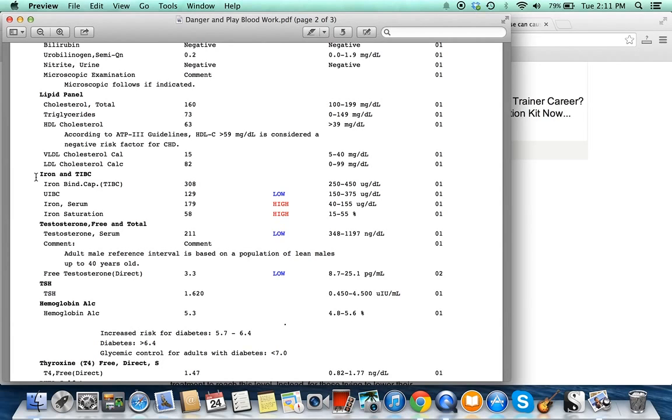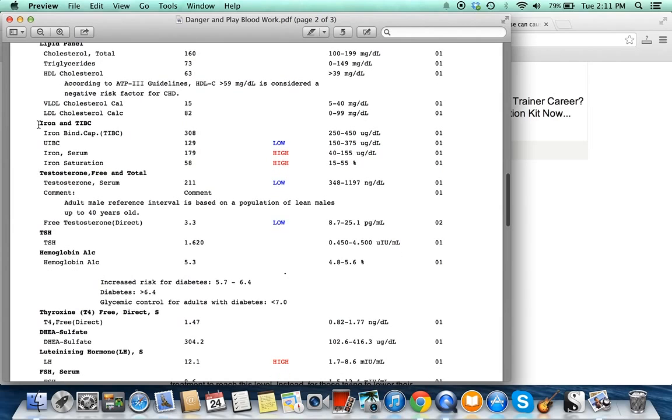Now, guess what, though? We do have an actual problem, and this is why you have to be on top of your health, especially as you approach 40. My iron and TIBC are all out of whack. The iron's high, my iron saturation's high, my UIBC is low. What does this mean? Oh my God, steroids? No, it doesn't have anything to do with steroids. Again, science.